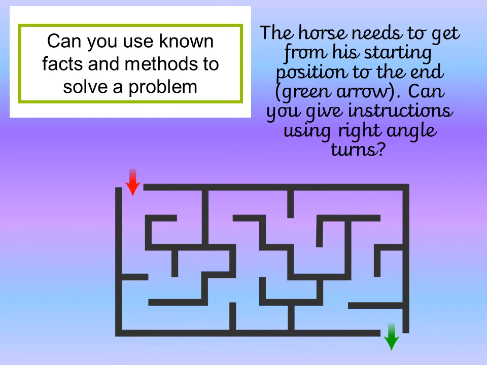So this is the kind of thing that I would like you to do for the problem that is on your maths plan. So the horse is going to start just here by the red arrow, and you need to give it instructions to get all the way to the green arrow. Now, you can only really go forward or make those right angle turns. It might be a half turn, a quarter turn, might be clockwise, anti-clockwise.